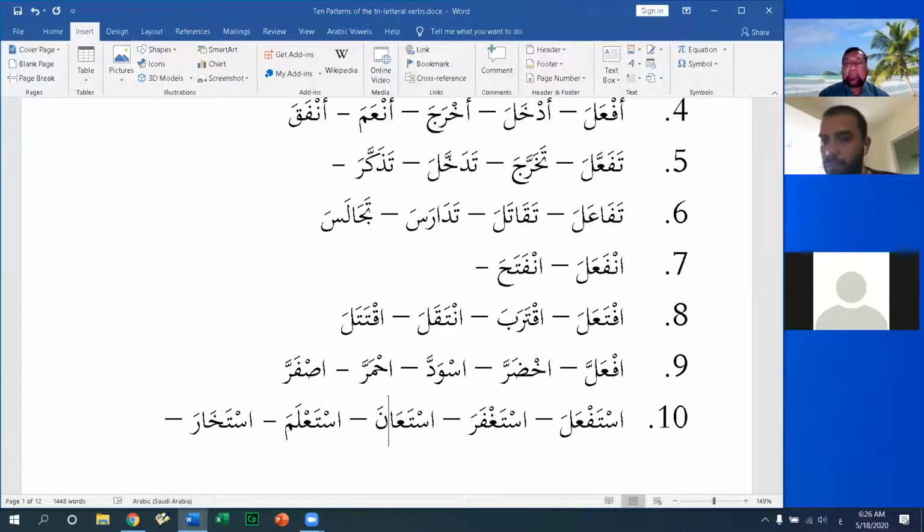Al-awn means help. A'antuhu, I helped him. A'ana means he helped. Ista'ana, to ask for help. That's why nasta'inu in Surah Al-Fatiha means we ask for help. Ista'lama, alima means to know. Ista'lama means to ask for information. Ikhtara means to choose. Istakhara means to ask to choose. Hence Salatul Istikhara, we're asking Allah to choose.